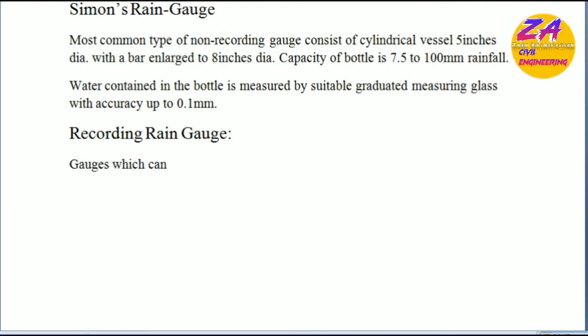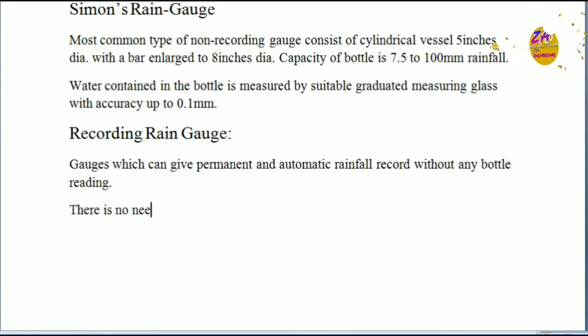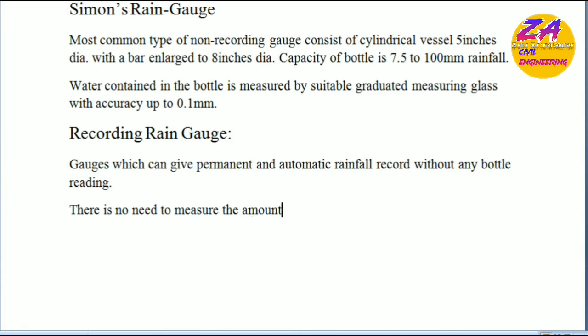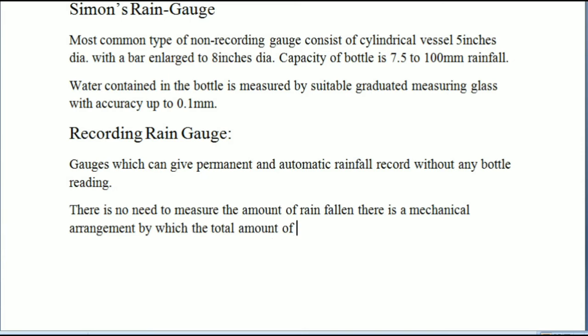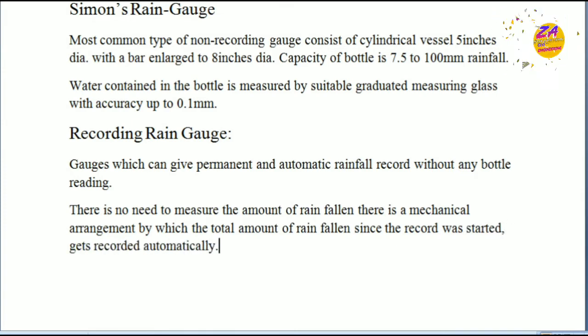Recording rain gauge, self or automatic rain gauge. A gauge which can give permanent and automatic rainfall recording without any bottle reading. There is no need to measure the amount of rain fallen. There is a mechanical arrangement by which the total amount of rain fallen since the record was started gets recorded automatically.